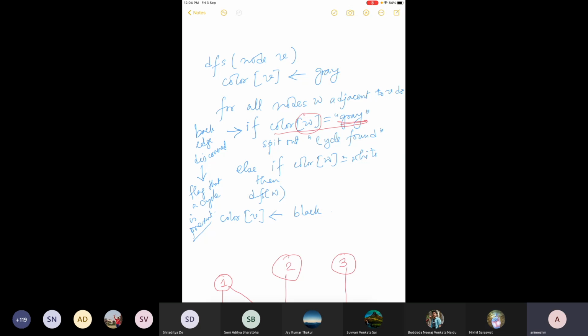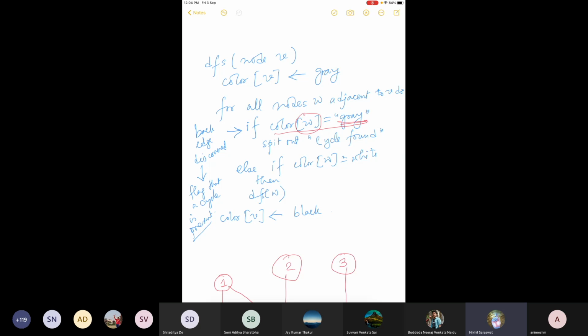And you are trying to visit it again. In the course of the DFS, it has already been visited from some other path. So a graph can have multiple paths through which W can be reached, right? Yes, sir. But if so, how can we say that there must be a cycle?